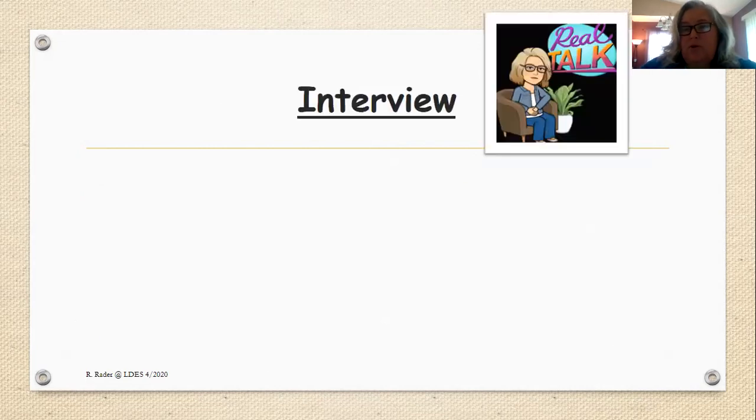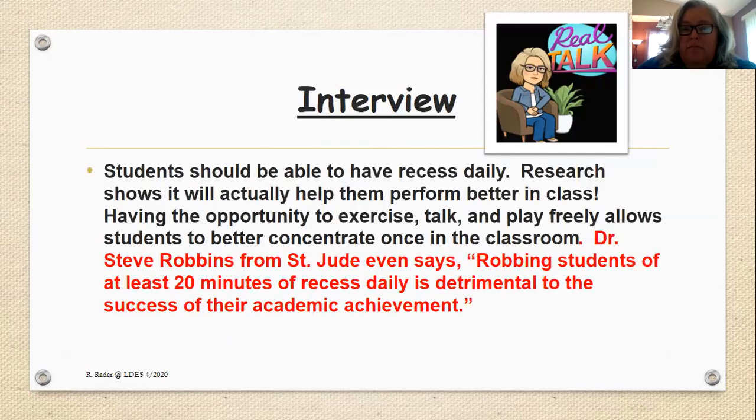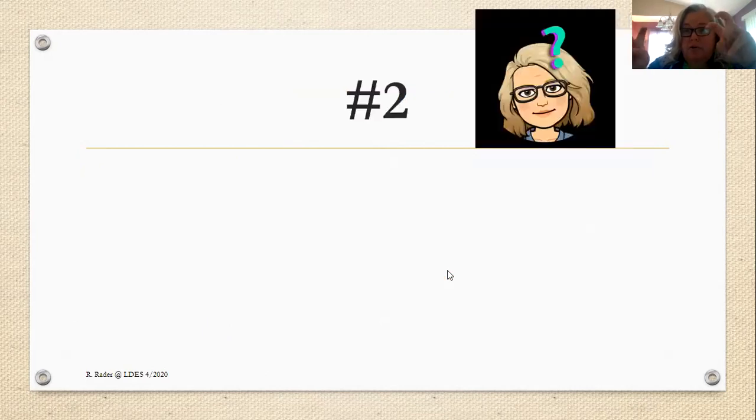That's an interview, correct. Look at the evidence that Ms. Rader found. It is in red. The evidence that this is an interview is that the author says, Dr. Steve Robbins from St. Jude says, and there's our quotation marks. Okay, so that was an interview. Number 2, are you ready?